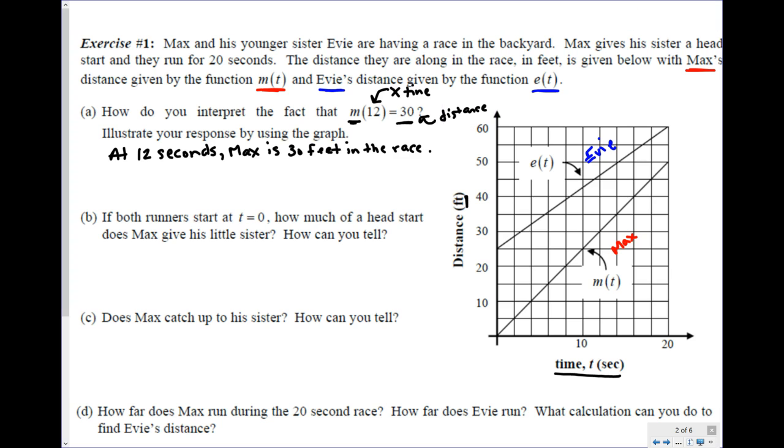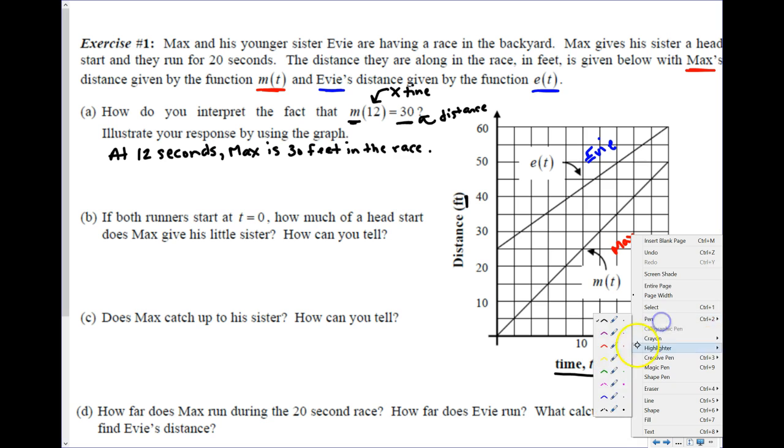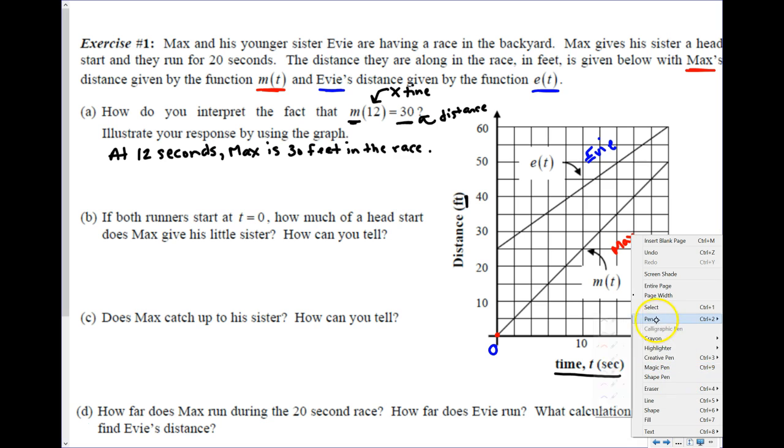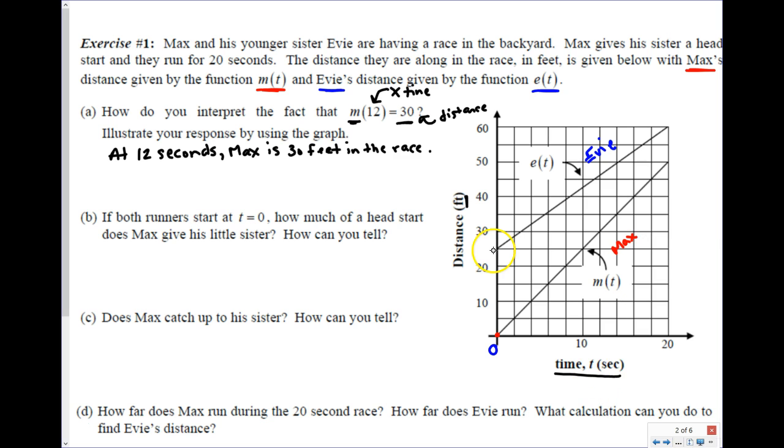Letter B. If both runners start at t equals 0, how much of a head start does Max give his little sister, and how can you tell? If I look on the graph, here's 0. They're both starting here. Max is starting here, so there's Max's starting point. Where's Evie's starting point, though? Evie is starting way up here, correct?